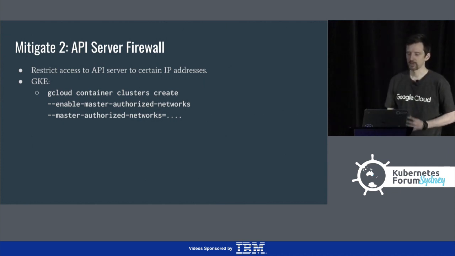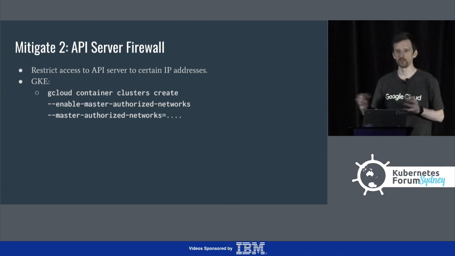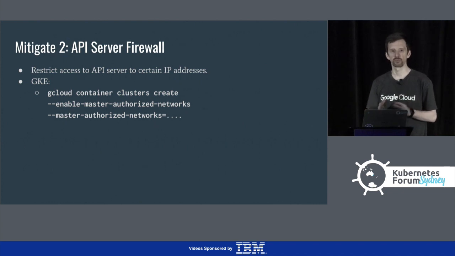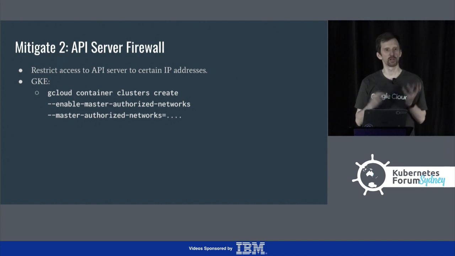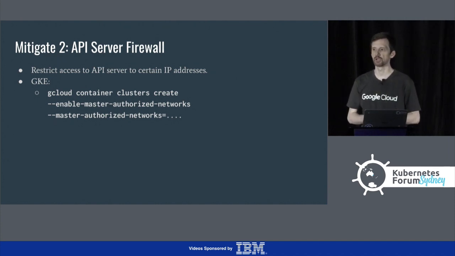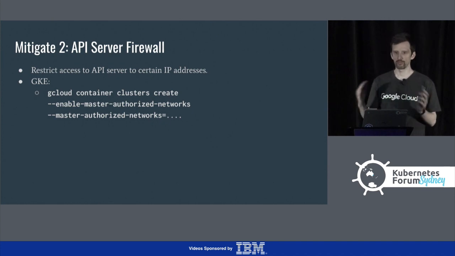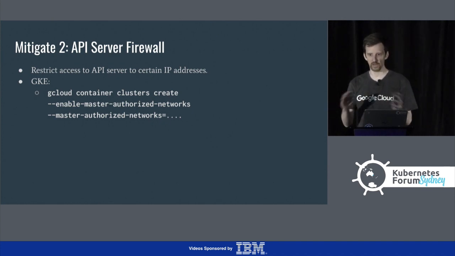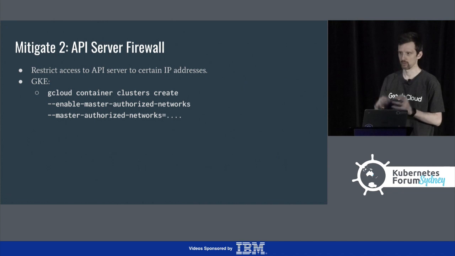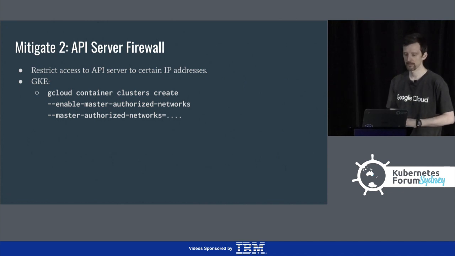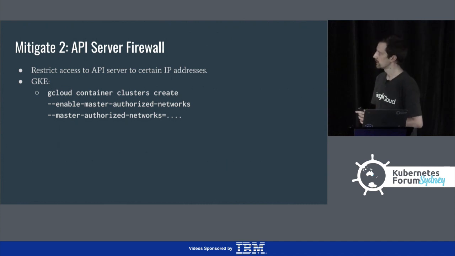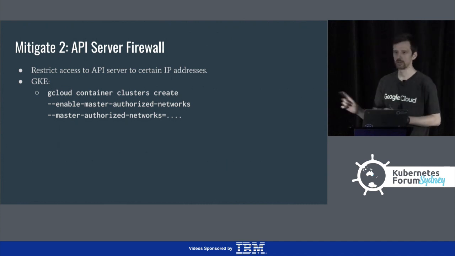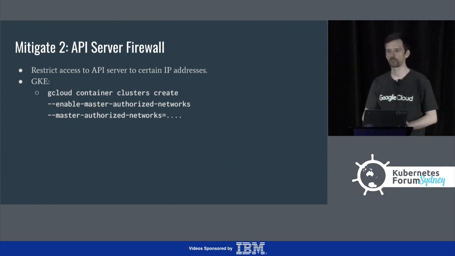So another way to help mitigate attacks on the cluster is to limit where your API server can be accessed from. This is typically done, if you're running on-premise or whatever, by normal firewalling rules or restricting network access through however your network allows. If you're using something like GKE, you can use the master authorized network feature to limit the IP addresses that can access your API server.